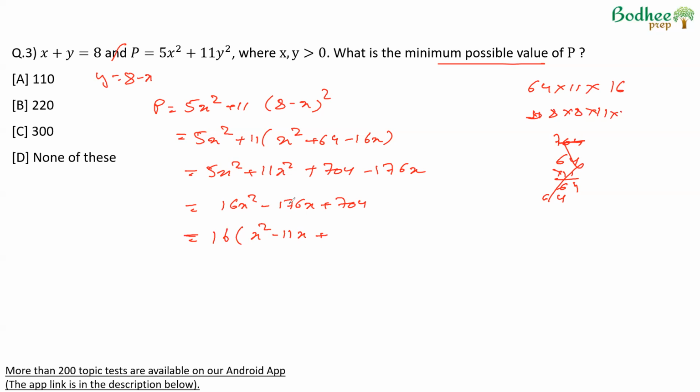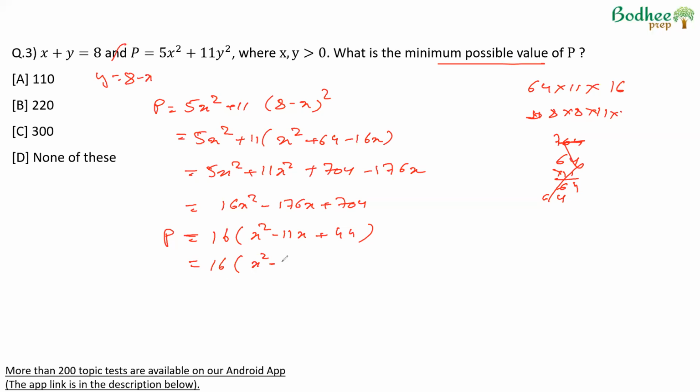704 by 16 is 44. This is the value of p. We are looking at the minimum value. This becomes 16 into (x square minus 11x plus 44). This is nothing but completing the square basically now.